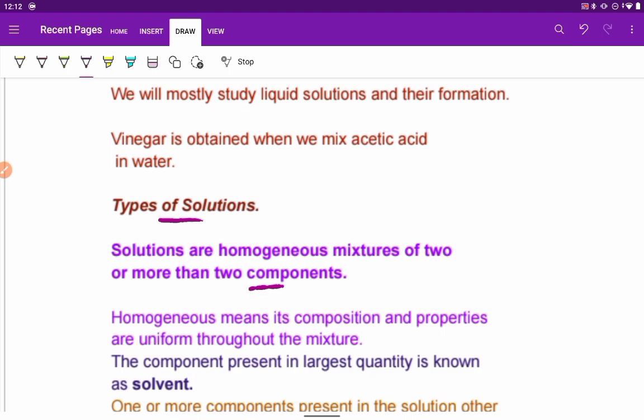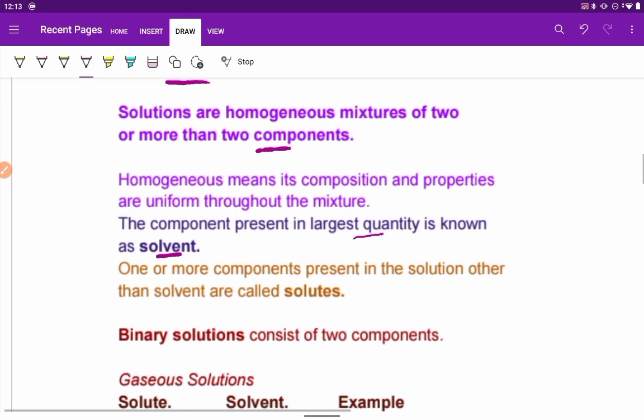So when we take out samples from different locations within the mixture, we find that composition remains the same, properties are retained. In that, the component which is present in largest quantity will be called the solvent, and there are one or more components in the solution other than solvent. We will call them solutes. Now first let us see binary solutions. If there are two components, then that solution will be termed as binary solution.